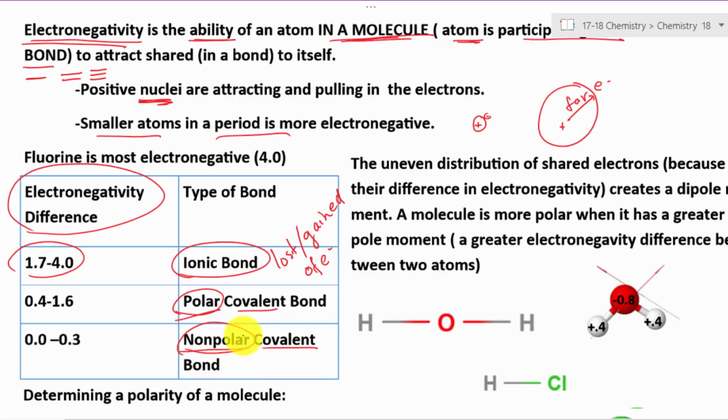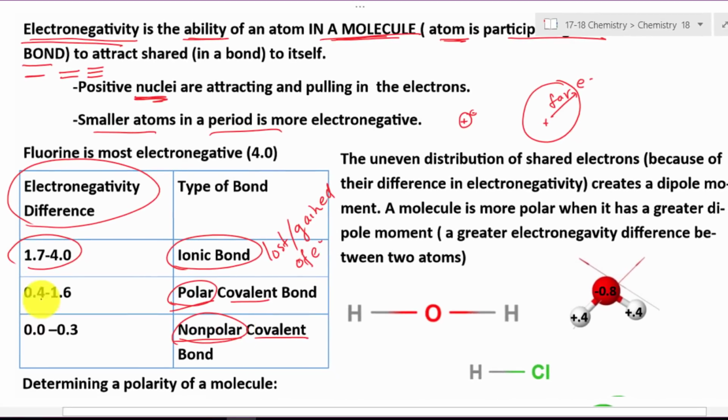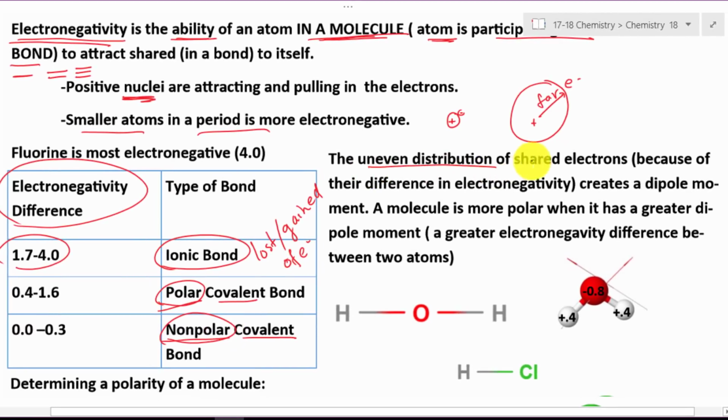That takes us back to the term polarity. Polarity is basically the uneven distribution of shared electrons, because the atoms have different abilities in terms of attracting the electrons. Remember, these are shared electrons in a chemical bond, and we are referring to a single bond, double bond, or triple bond. Keep that in mind.